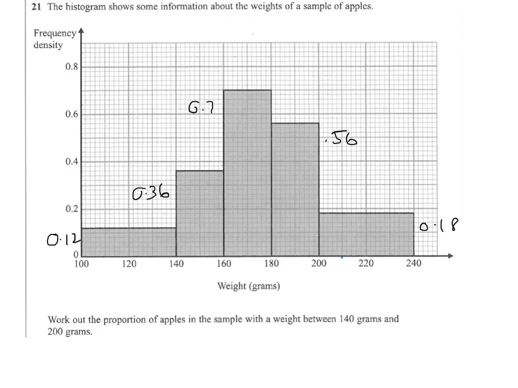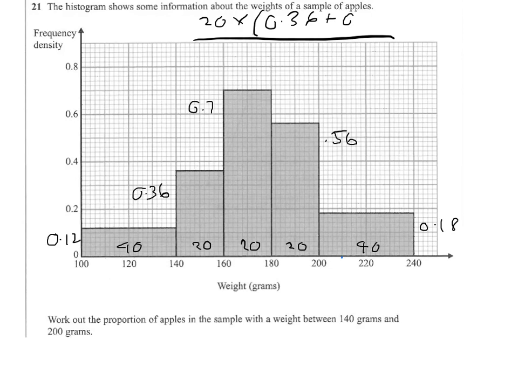We'll now put in the base widths, so 40, 20, 20, 20 again, and 40 to finish. So if we write out the area of the three bars in the middle, then we're going to have 20 times, we can factorise if you like, 0.36 plus 0.7 plus 0.56. Each one of those is multiplied by 20. The widths are all the same, so it's a bit quicker to do it like that.